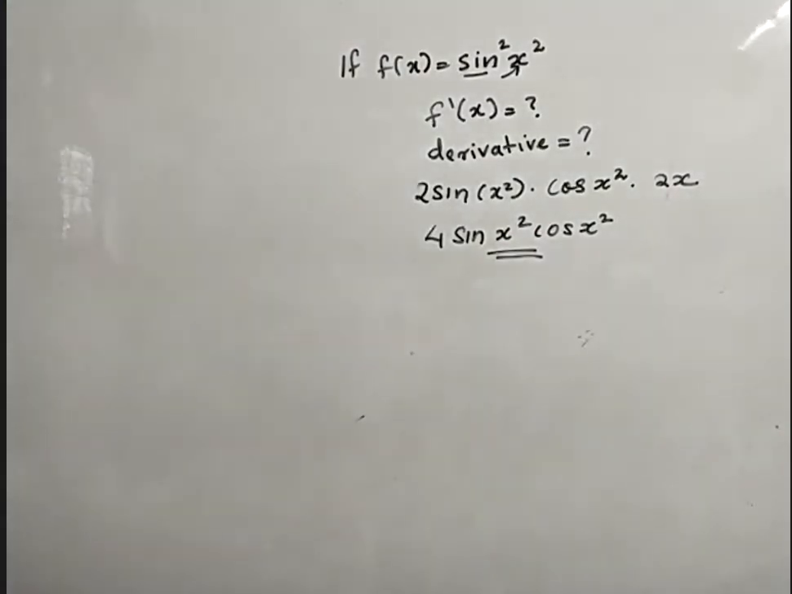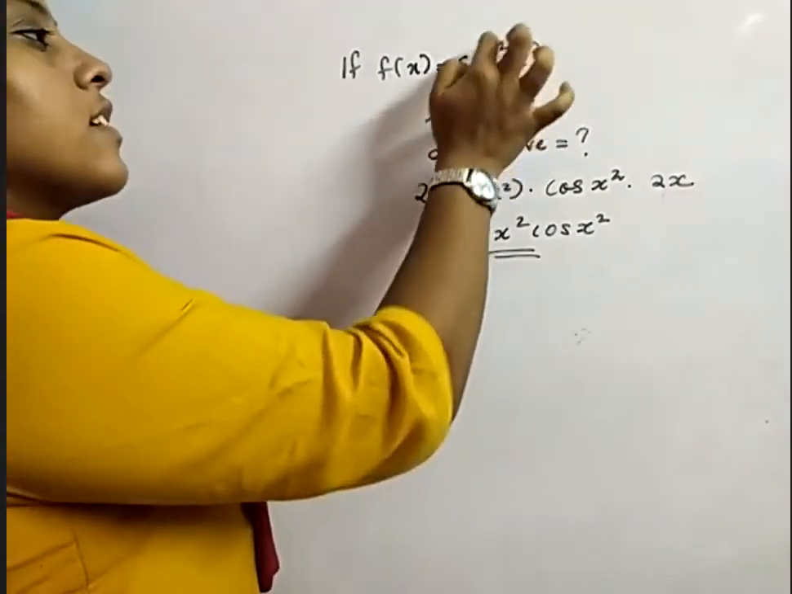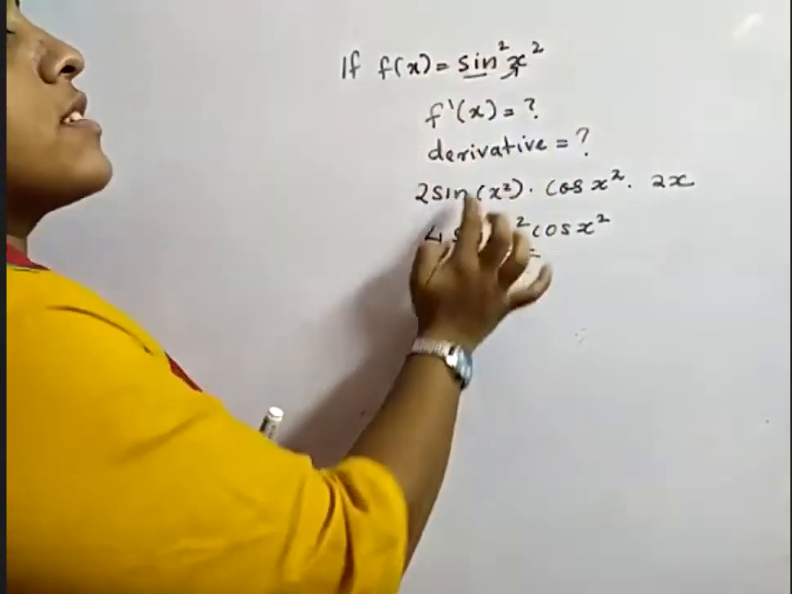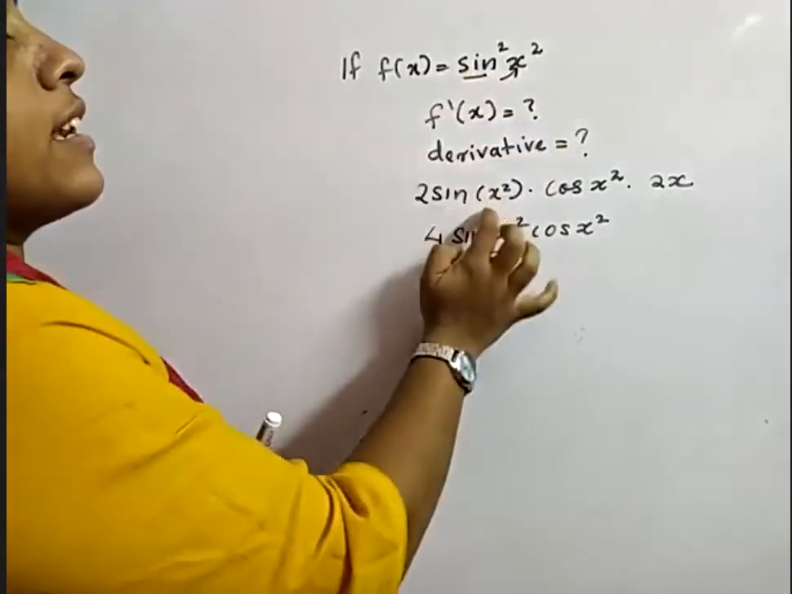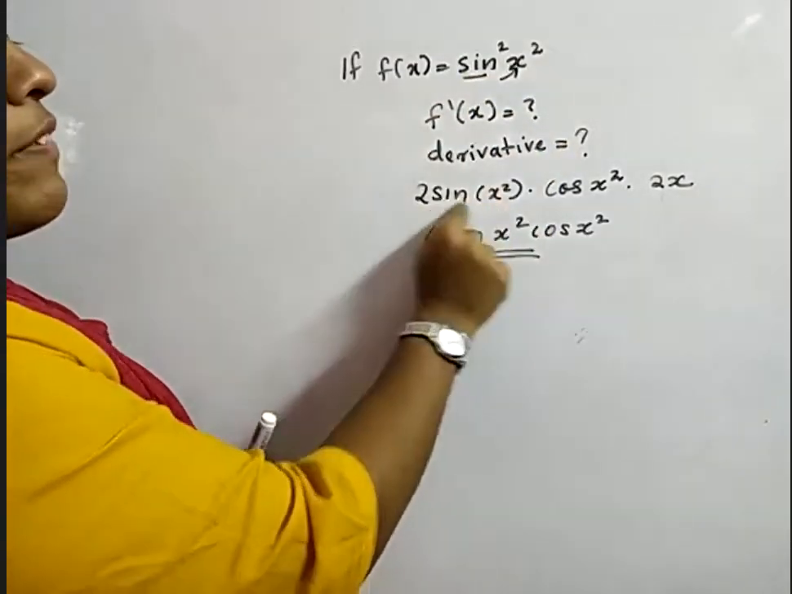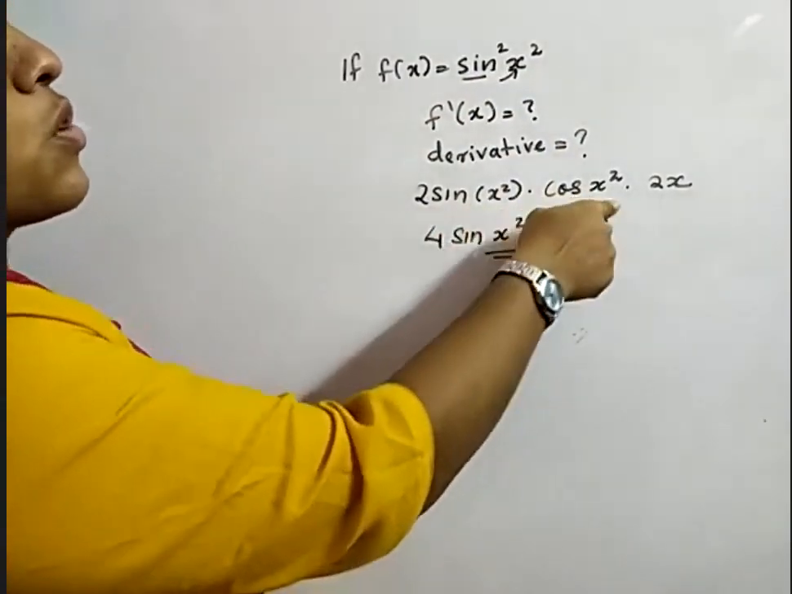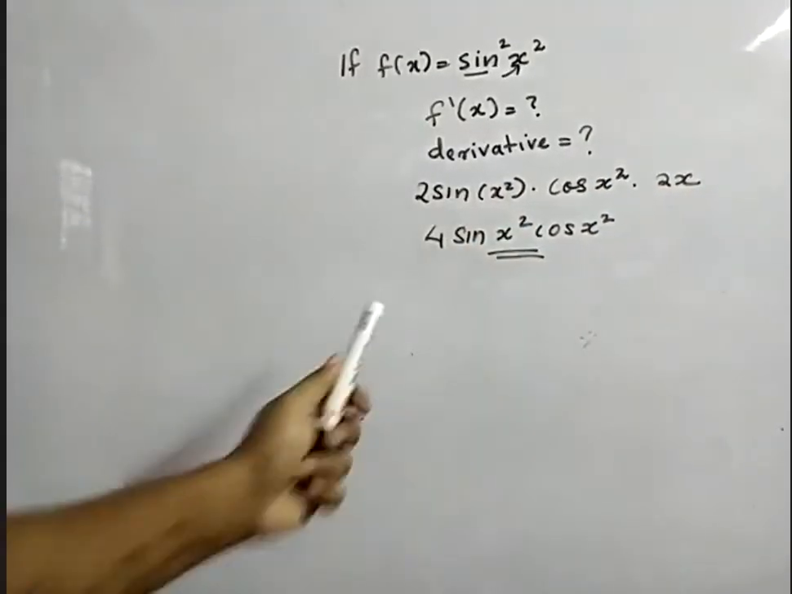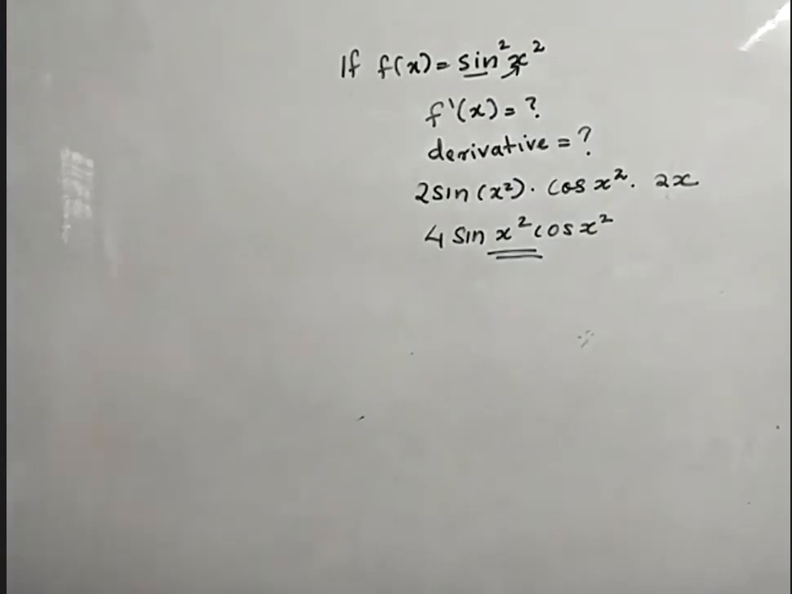Okay, so first the outside function is square. So square means 2 sine x square into derivative of sine x, which is cos. So cos x square into derivative of x square is 2x. So 4 sine x square cos x square.